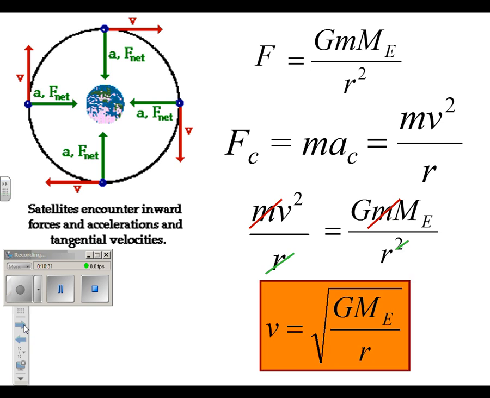So we can end up with V equals the square root of G, which is on our formula chart, that capital G, then the mass of Earth, which we know, and our R value, divided by our R value. So, interesting things that everybody does to get all those satellites up in orbit around the Earth.